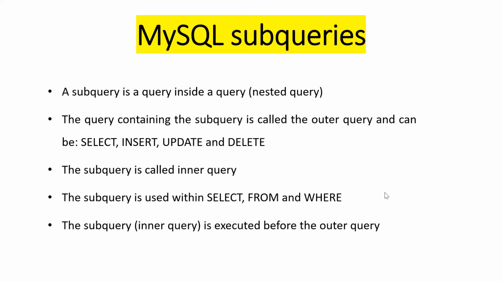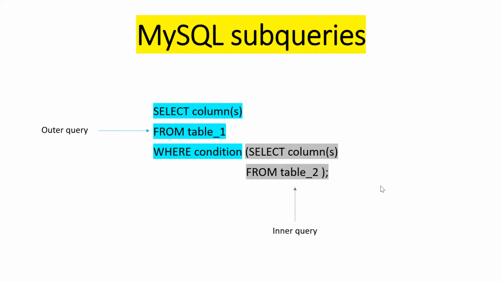The subquery, which is also called the inner query, is executed before the outer query. And of course, the subquery needs to be used within parentheses. So here we have the syntax of the subquery. We have the outer query where we select the columns from a table. Here this example is a subquery used within the where clause. In the where clause we define our condition, then we open parentheses and we define our subquery. So we can select columns from a table, we can retrieve a single value, we can retrieve a list of values, etc.